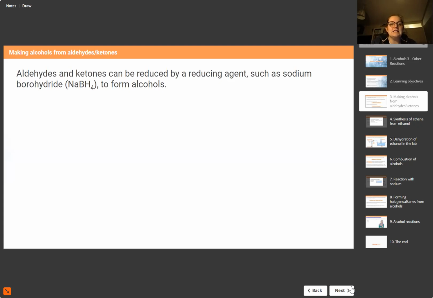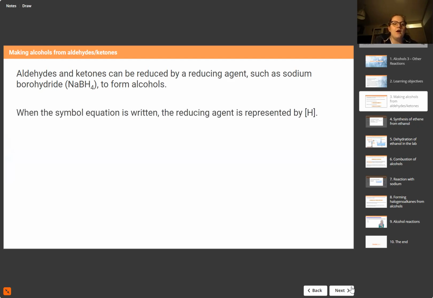So aldehydes and ketones can be reduced by a reducing agent such as sodium borohydride to form alcohols. Makes sense. We can make aldehydes and ketones by oxidizing alcohols, so if we reduce aldehydes and ketones, we can form alcohols. When we write the symbol equation, our reducing agent is going to be represented by [H], oxidizing represented by square brackets [O], reducing agent square brackets [H].